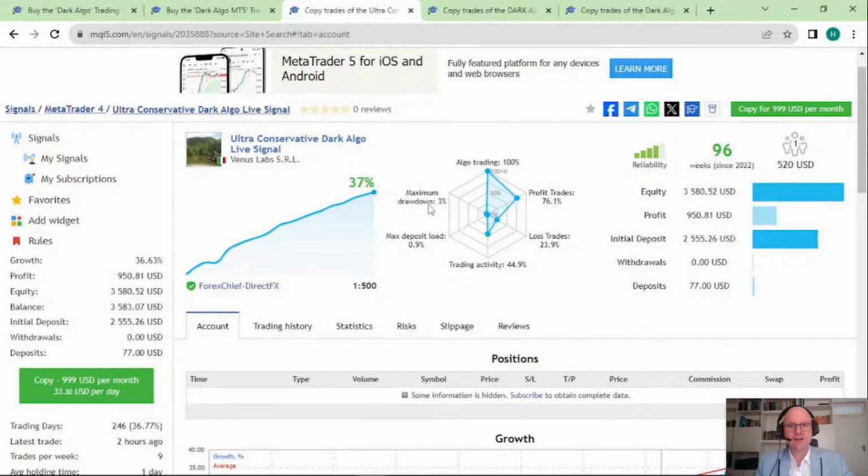On top of this signal, I also look for signals from other traders to see what their experience and drawdown is like trading live in the market.